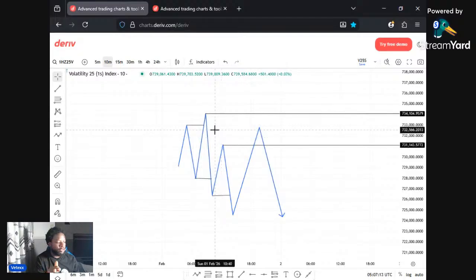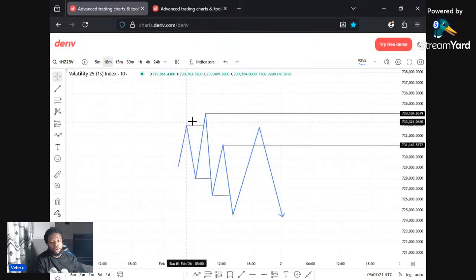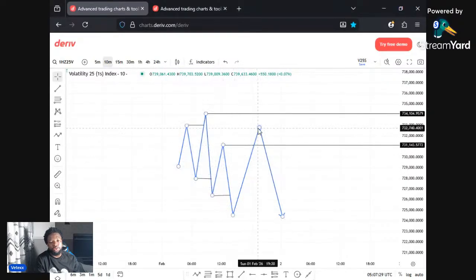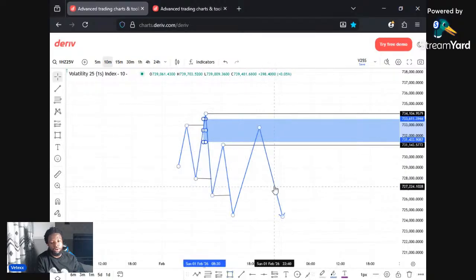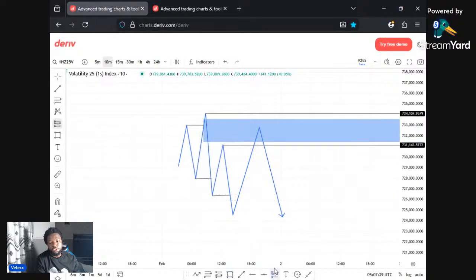Now let me explain something fast for you. This first sweep of liquidity is called transactional liquidity, which is used for correction. And this structural liquidity is used for continuation. That is why whenever price takes it out, it will continue to the opposite direction. So the whole of this becomes our point of interest. This is our point of interest.